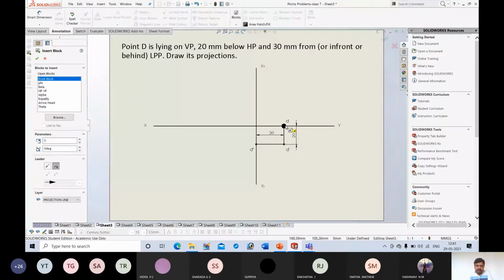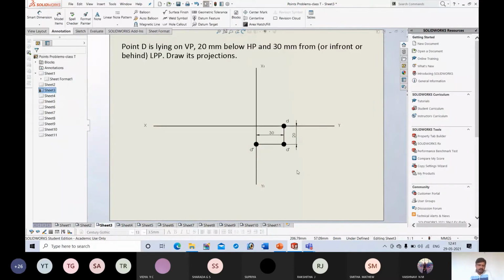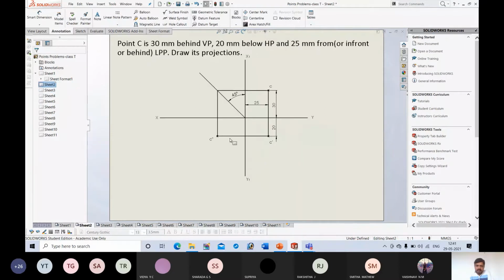Okay, so this is the top view, this is the front view, and this is the profile view. If you have confusion regarding this, you can understand here. So here, this is the top view of the previous problem. This is the front view.